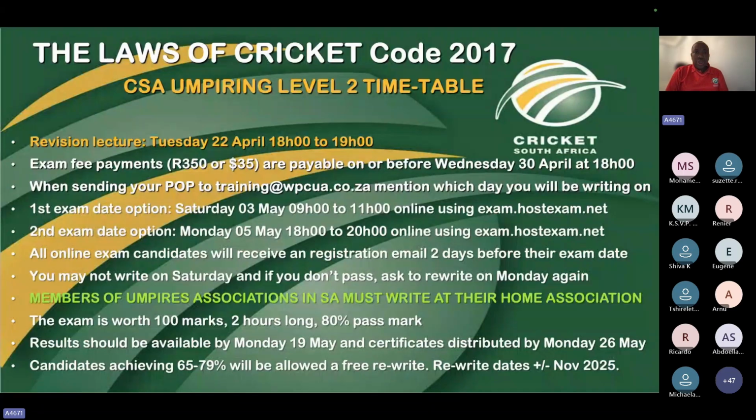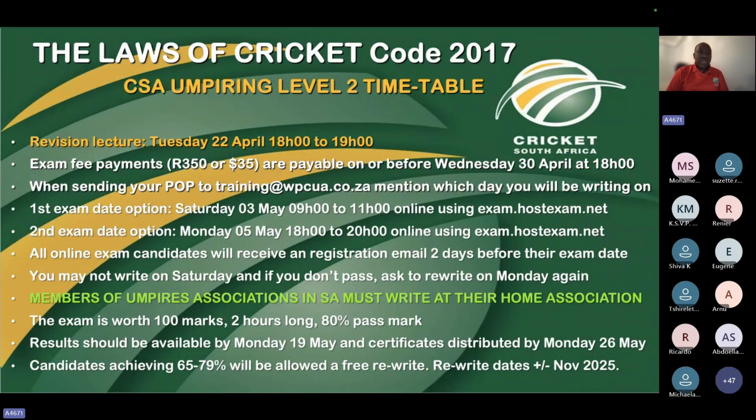Now remember, for level 2, you only get one attempt to pass the exam. It's a written or typed exam. And you may not write on Saturday and think that if you don't pass, you can attempt again on Monday. Why? Because we will only start marking the exams after the candidates have written on Monday night. So we'll probably only start marking all the exams on the morning of Tuesday, the 6th of May. So you have to choose one of the dates. You cannot write on both.